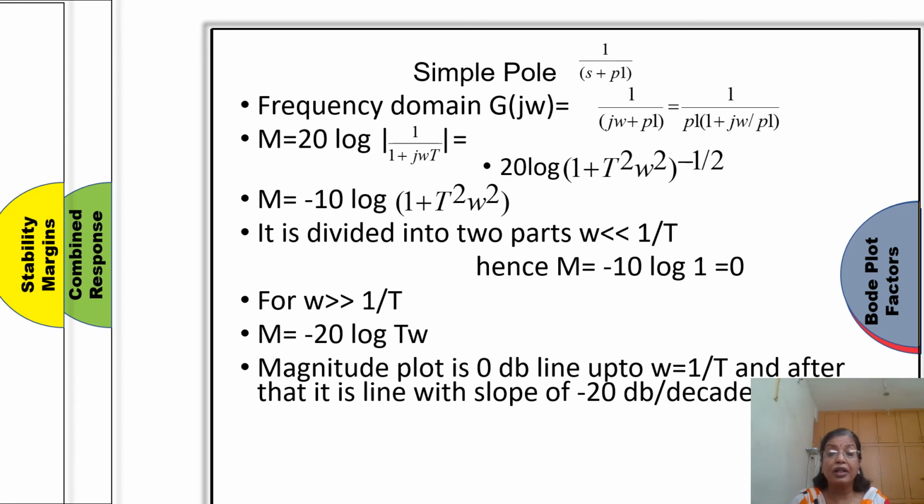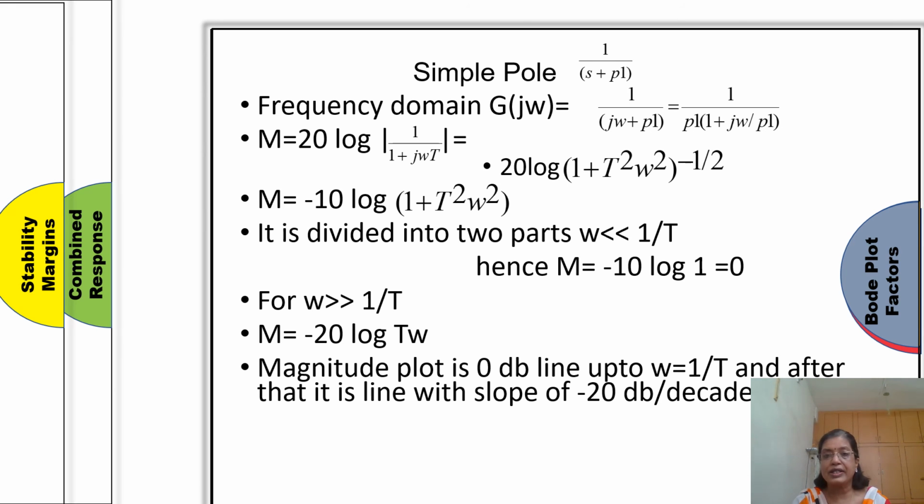Now here we are talking about the asymptotic plot. Asymptotic plot means approximate plot. It is not the actual plot. But for the sake of analysis of any problem, we can always go in for the asymptotic plot and then incorporate errors at desired points or the respective corner frequencies. Now here 1 over t is known as a corner frequency. It is divided into two parts.